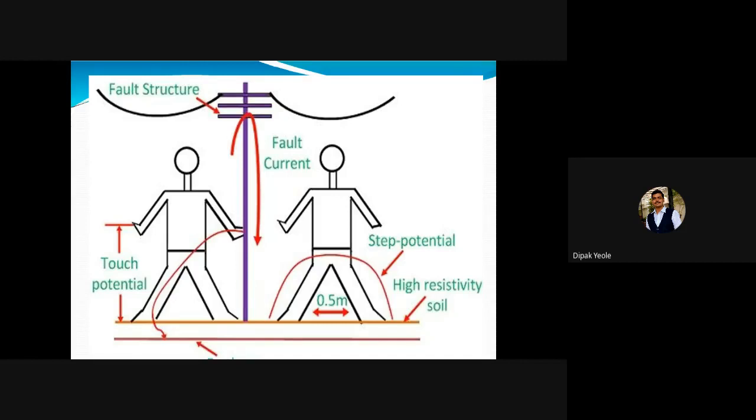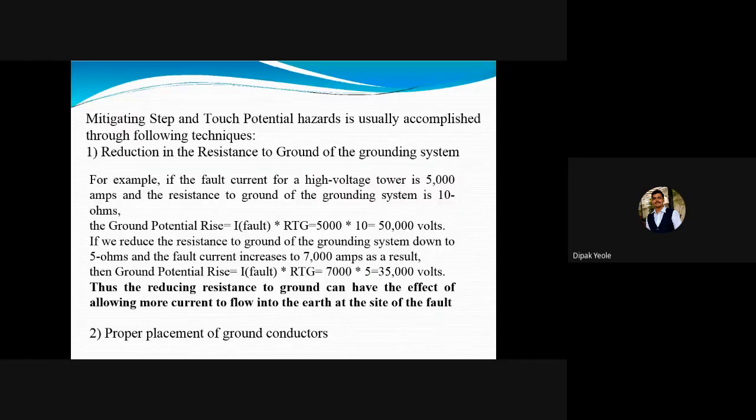And we have to mitigate the step and touch potential. So this is the last point of today's revision. How to mitigate the step and touch potential? We obviously have to reduce the resistance to ground of the grounded system. Here I have given an example. If I am using 5000 ampere as the current and the resistance to ground or tower footing resistance is 10 ohm, then the step voltage can be 50,000 volt.